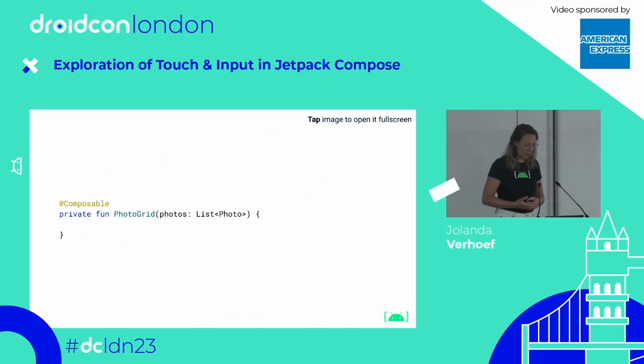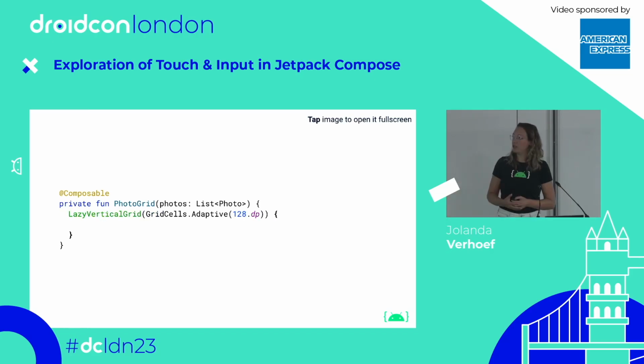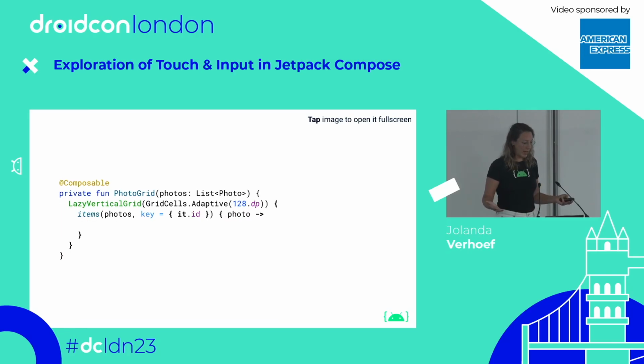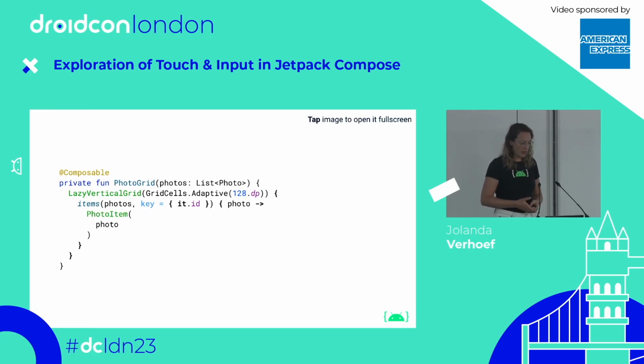So we're going to start from the basics. We implement our photo grids. We create a composable and we pass it a list of photos. We create a lazy vertical grid with cell sizes of at least 128 dp. And inside, we add all the photos as separate items, with their ID as the unique key for that item. Each item is then represented with its own photo item composable, and we'll implement that one later.